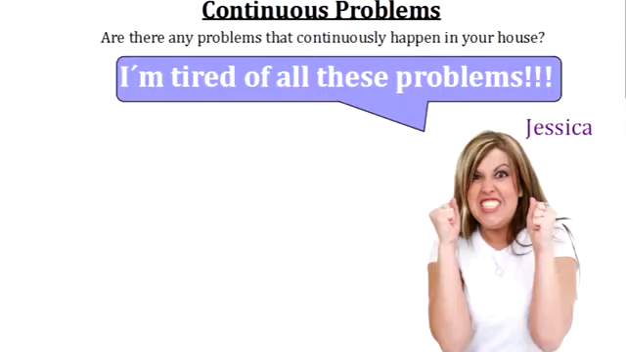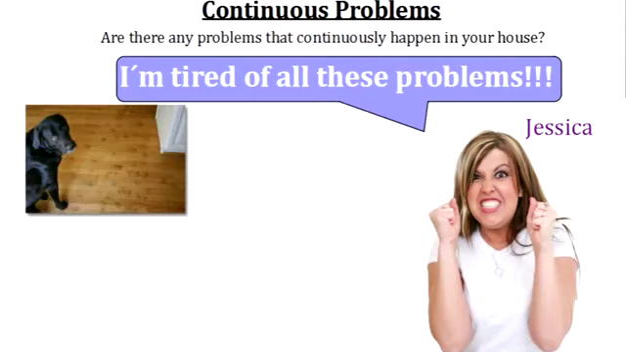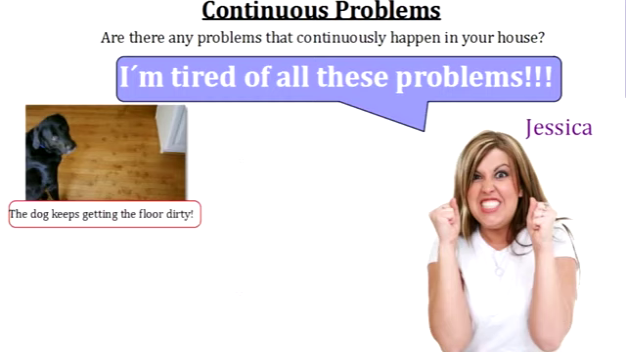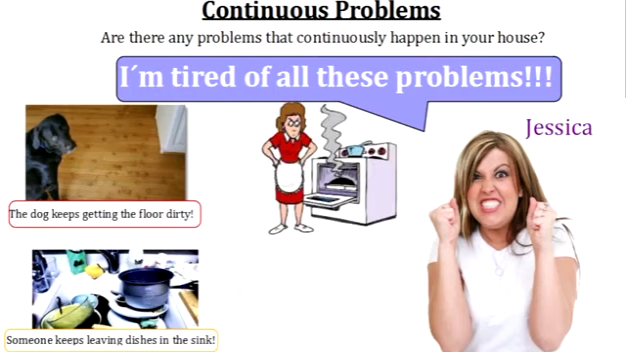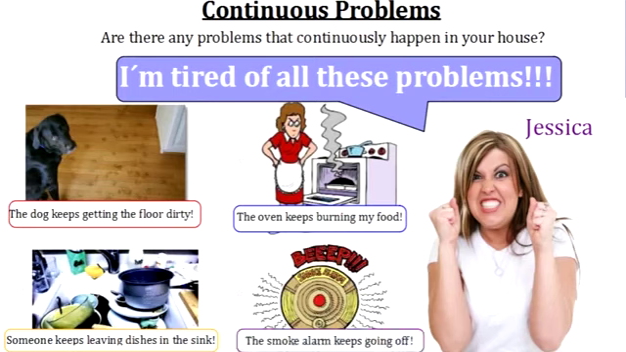Ugh, this is so frustrating. I can't take it anymore. There are so many problems happening in my life right now. So, I love my dog Marley and all, but she keeps getting the floor dirty when she comes inside the house. My roommates are fun, but someone keeps leaving dirty dishes in the sink for me to wash. It's so frustrating. Usually cooking helps me to relax, but the oven keeps burning all my food, and then when the smoke comes out of the oven, the alarm keeps going off. It's like the loudest thing ever. I need a vacation.